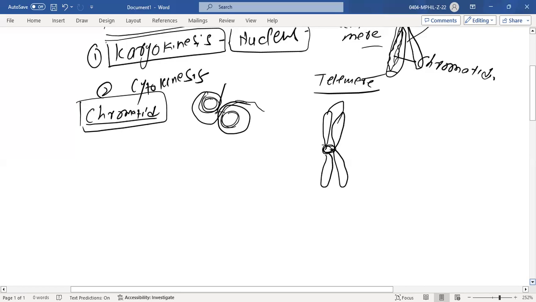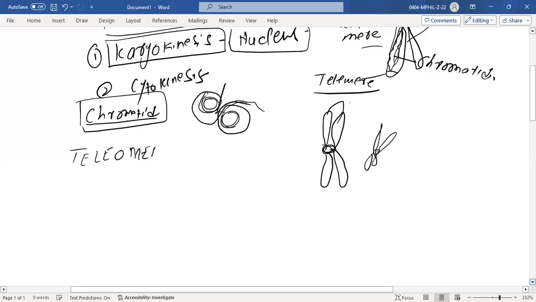Yes, a pair of chromosomes, because this is a single chromosome, and when it replicates, it produces an identical arm, an identical copy, like this. These are called sister chromatids. These two arms, you can call them sister chromatids. So telomere, I was talking about the telomere.